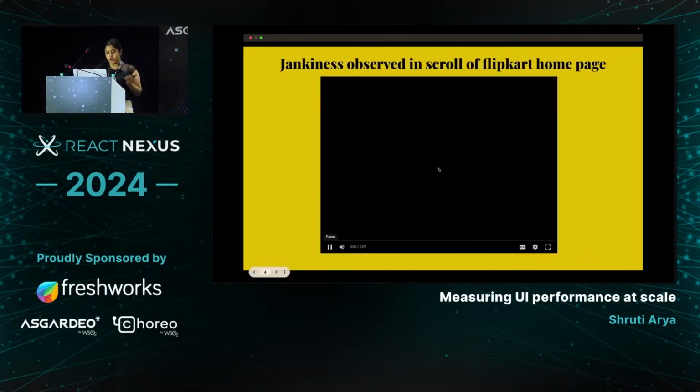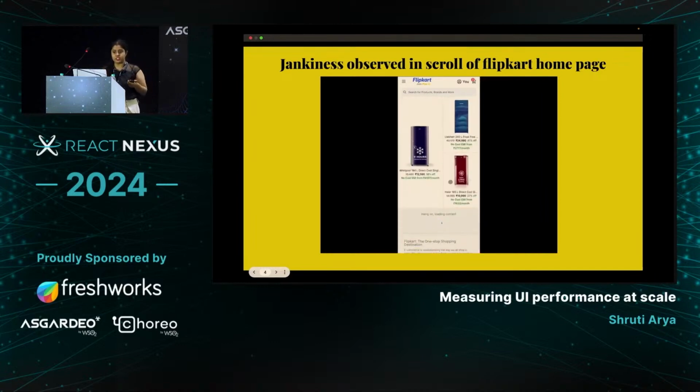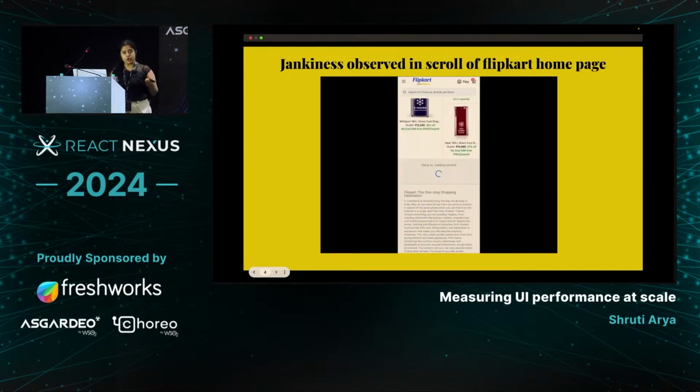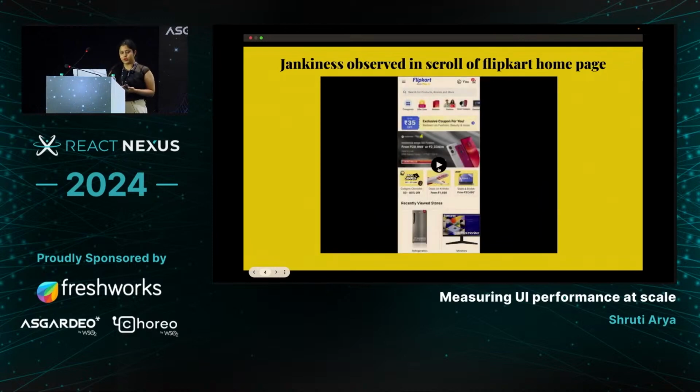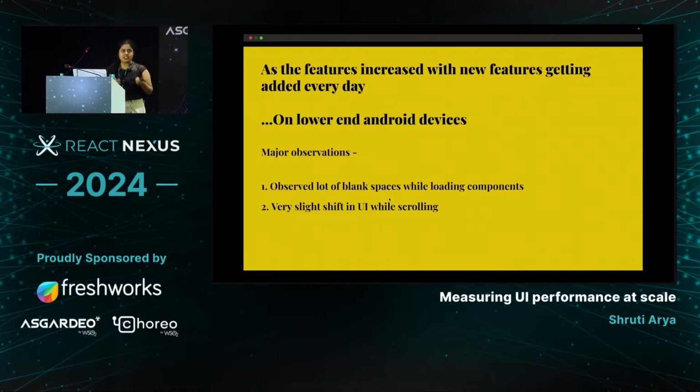So we were basically observing a lot of jankiness as you would scroll through the Flipkart homepage. Now this was happening majorly on the lower end Android devices. Okay, so before I move ahead, what do I mean by jankiness exactly? As you would scroll, you would basically observe a lot of white spaces. The white spaces were probably because the components were taking a lot of time to load. Also, while you would scroll, you would observe slight shifts in the components, probably by 1 pixel or 0.5 pixel.